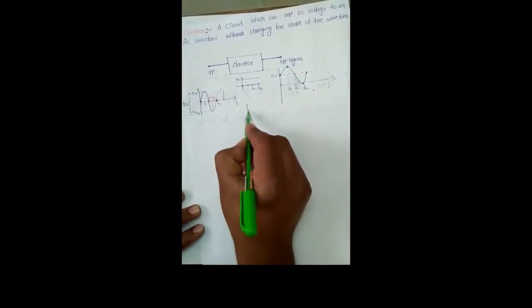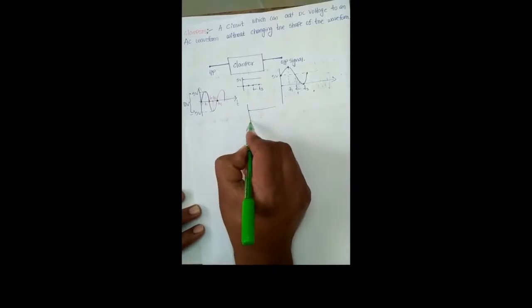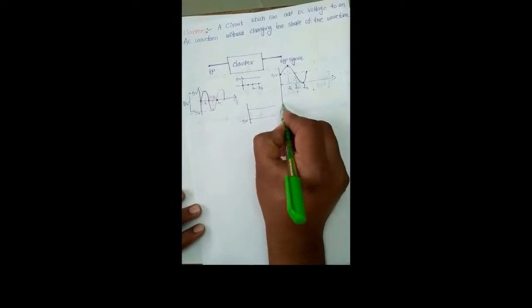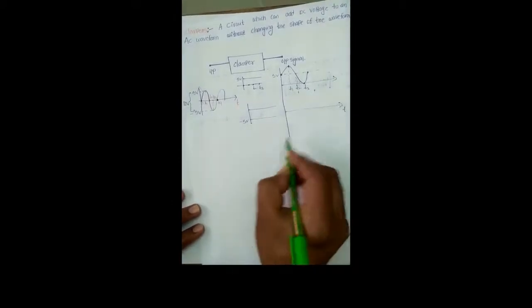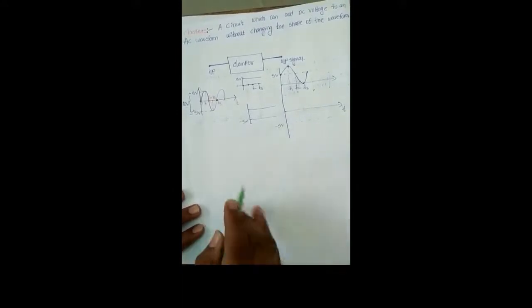For example, the same input signal is given to the input of this clamper. Here we consider a negative clamper. It means that this circuit adds a negative DC voltage. At that time, this input signal is clamped to the negative side. The corresponding resultant signal will look like this. For example, here we consider minus 5 volts DC.